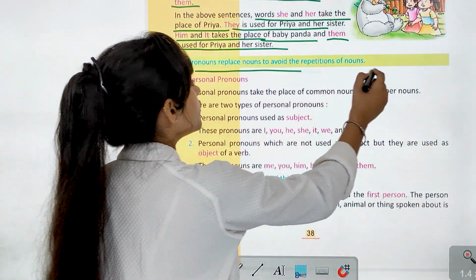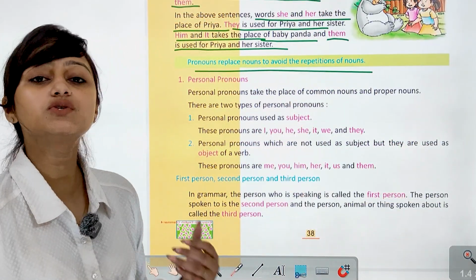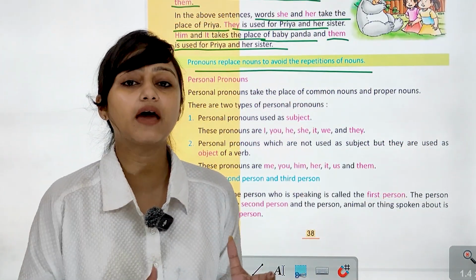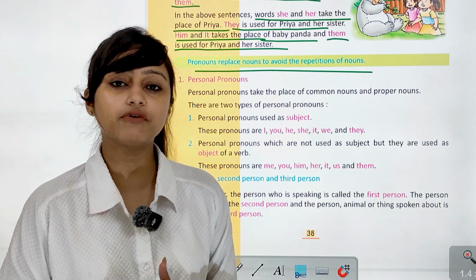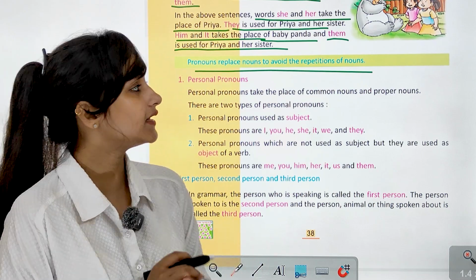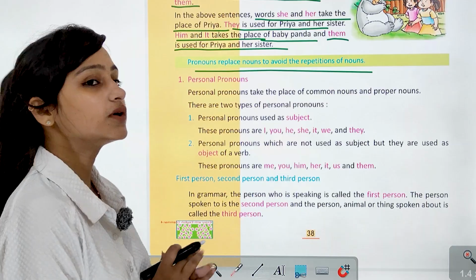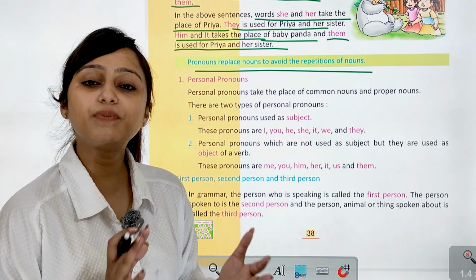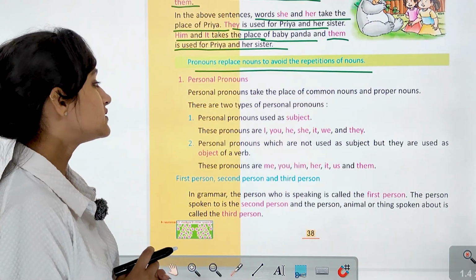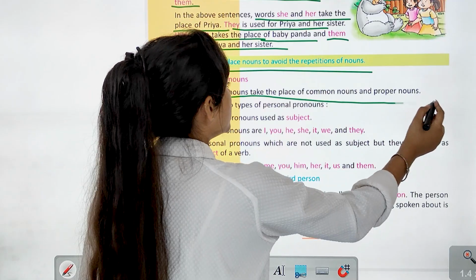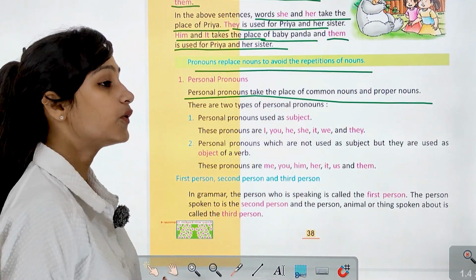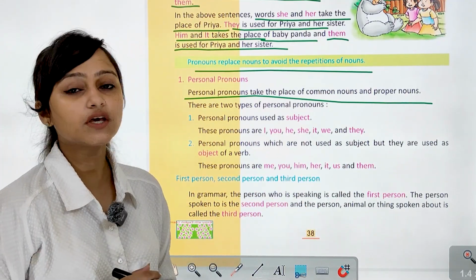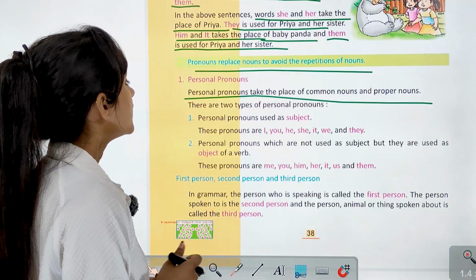Pronouns replace nouns to avoid repetitions of nouns. Pronouns क्यों replace करते हैं nouns को? जिससे we avoid the repetition of nouns. Nouns बार-बार repeat होते हैं, अच्छे नहीं लगते. Now let's talk about the first kind of pronoun, that is personal pronoun. So personal pronouns take the place of a common noun and proper noun. What are personal pronouns? ये किसकी place लेते हैं? Common noun की और proper noun की place लेते हैं.